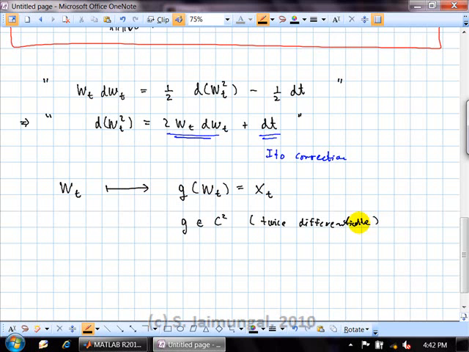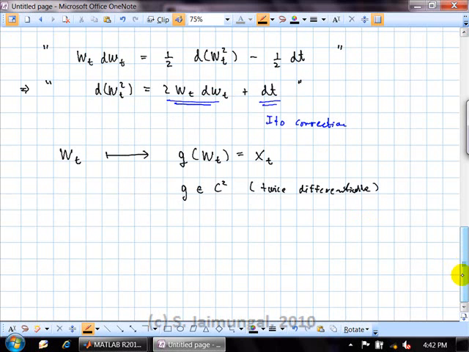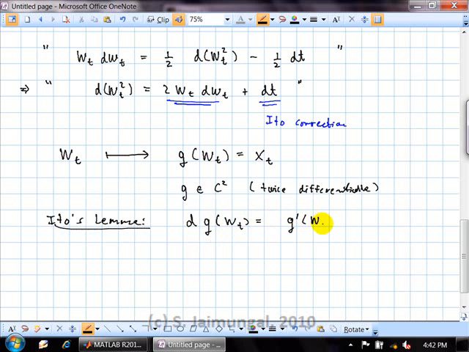Twice differentiable. Okay, so it turns out that if G is twice differentiable, then this is the first version of Itô's lemma that I'm going to give you. And Itô's lemma says that if you take the D in this sort of strange, weak sense, the D of G of W is equal to what you'd get usually from standard calculus.